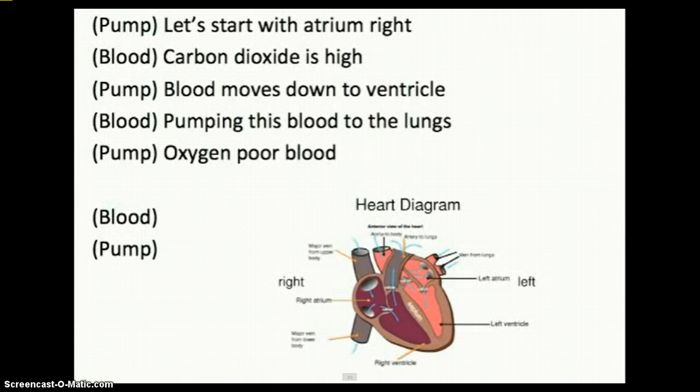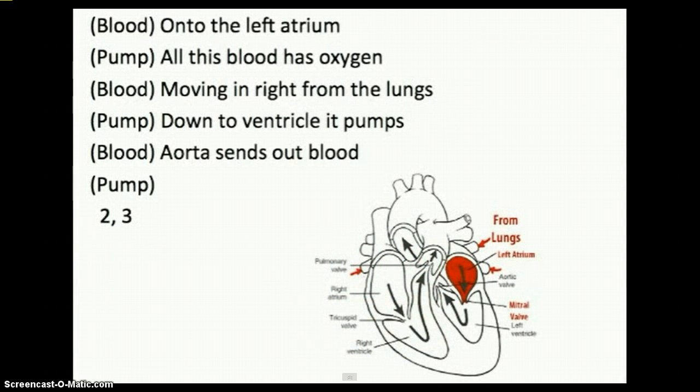Let's start with atrium right. Carbon dioxide is high. Blood goes down to ventricle, pumping this blood to the lungs. Oxygen from blood. Onto the left atrium. All this blood has oxygen, moving in from the lungs. Down to ventricle it pumps. Aorta sends out blood.